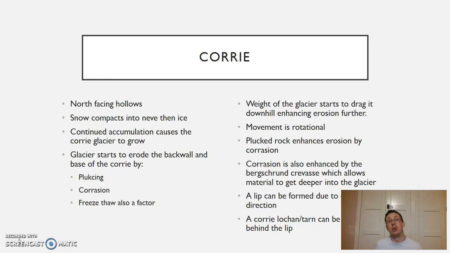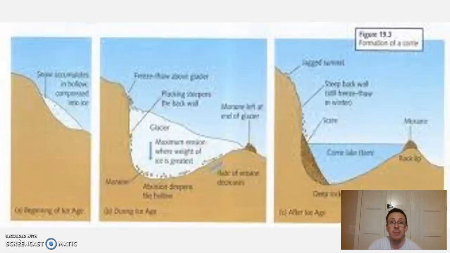Now remember when we were talking about that rotational nature of the movement, as we get to the front of the corrie it's moving up, so we can get a little lump of rock here that gets preserved, and we call this our lip. And it stays there because erosion at this particular point is just not as powerful as it is everywhere else in the corrie. Now behind that, when we get the glacier actually melting, if we've got a lip, if the geology in the area allows this to happen, we can also get a little corrie lake or a tarn forming.